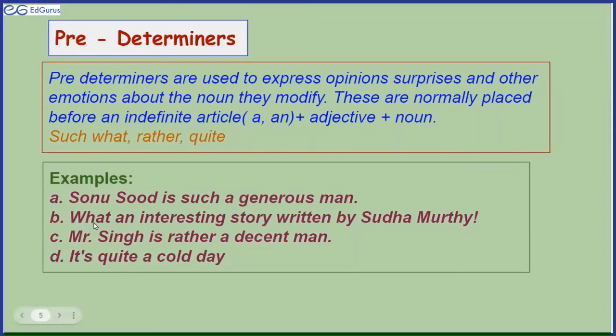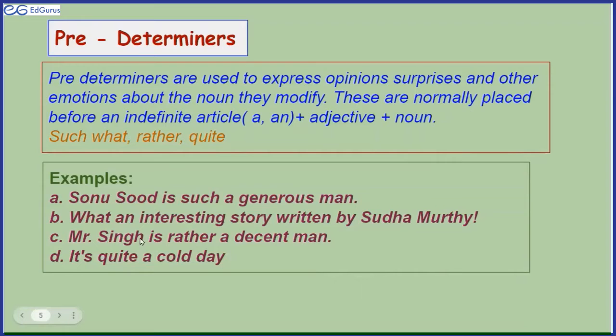And what is the predeterminer? What is the determiner here? Can you identify? An, very good. An is an article. An article is a determiner. And this is a predeterminer because it has been used before a determiner that is referring to a noun, followed by an adjective. Interesting is an adjective, story is a noun, and an is an article. I hope it is clear.